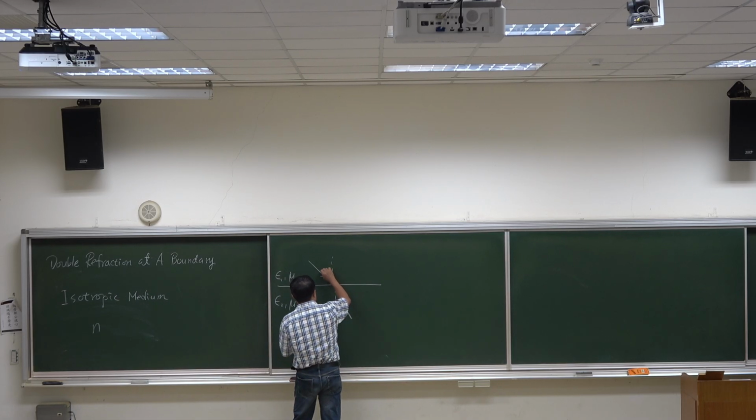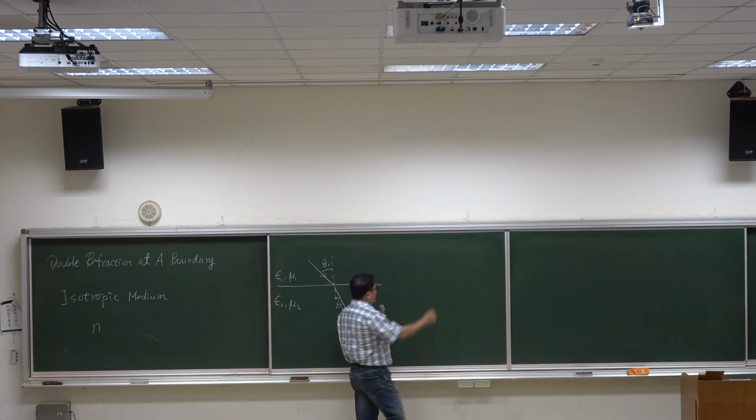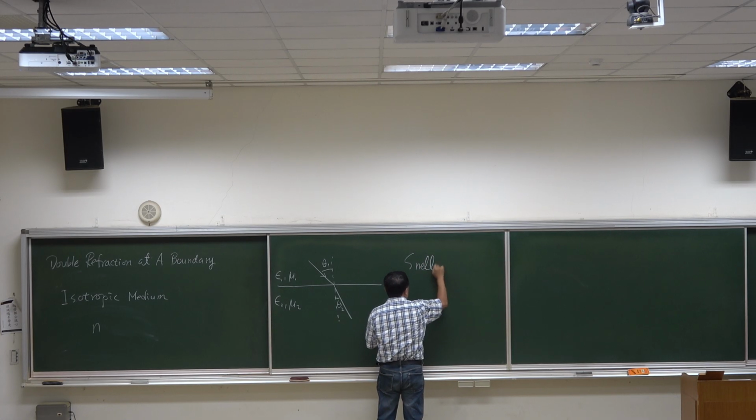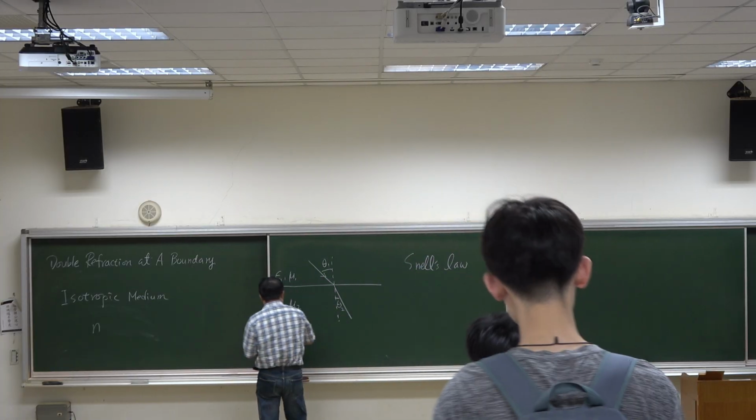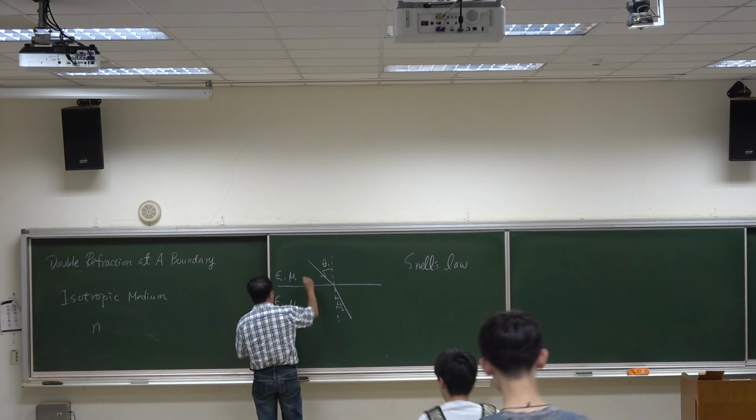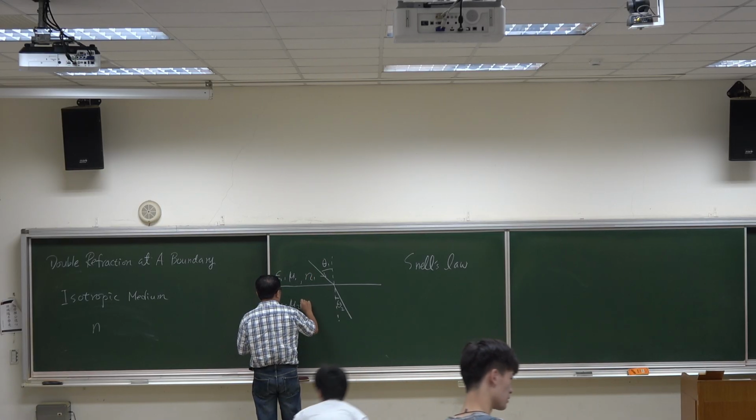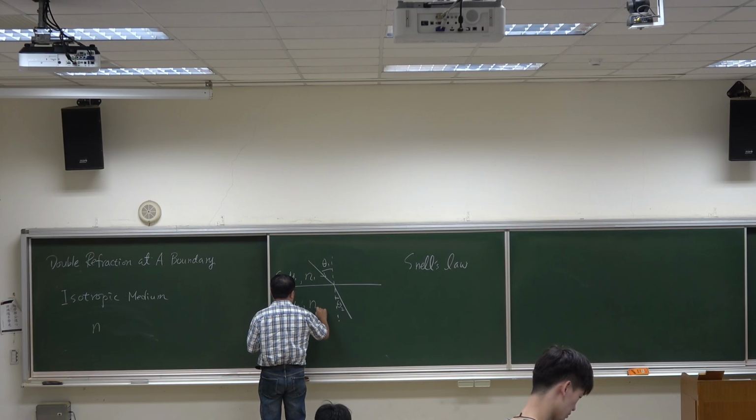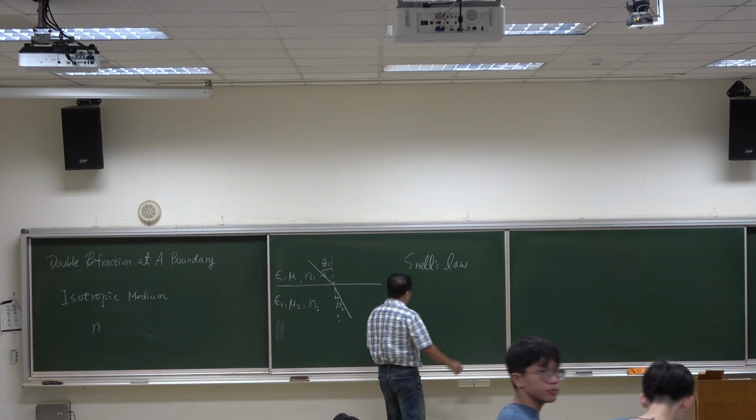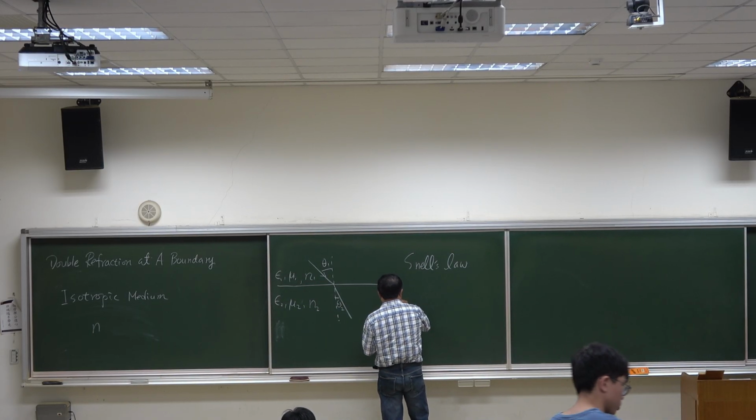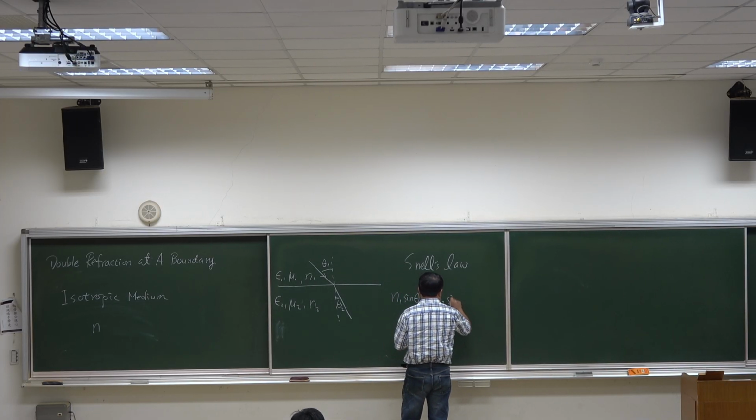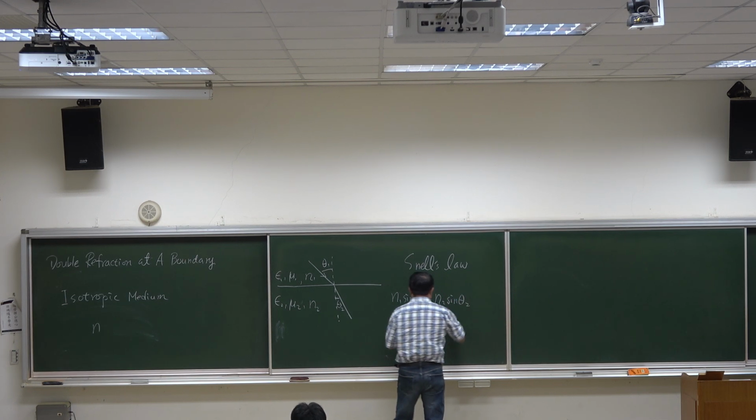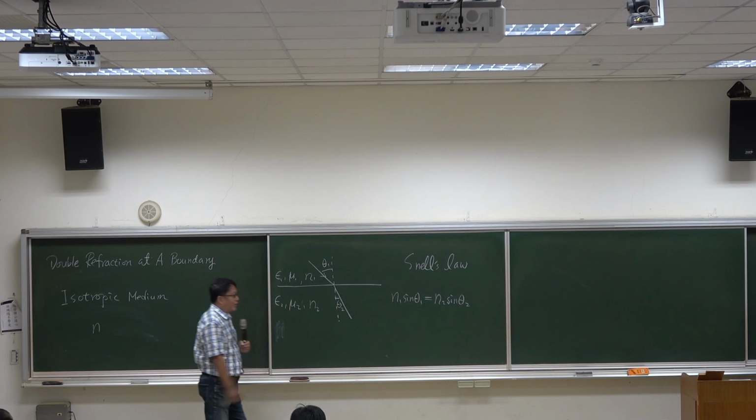Then light bends according to the so-called Snell's law. Here, medium 1 has the refracting index N1, medium 2 refracting index N2. And the Snell's law is written as this. Okay. How to understand Snell's law?